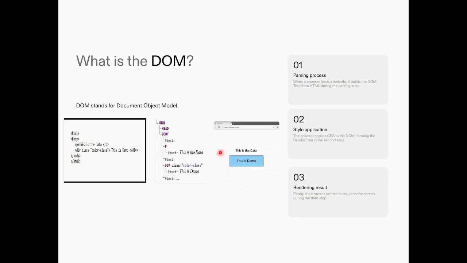In the second step, that is style application, the CSS is applied to this tree. The browser figures out what each node should look like, creating what we call a render tree. And finally, the browser paints the render tree onto the screen. That is what we actually see as the UI. So in simple terms, HTML becomes a tree, the tree gets styled, and the styled tree is painted on the screen.